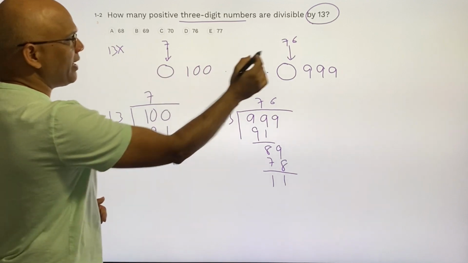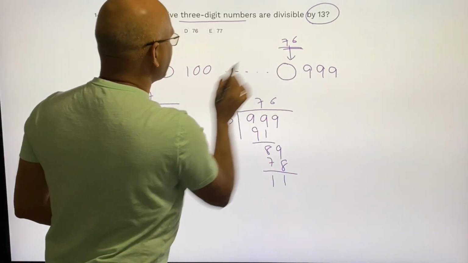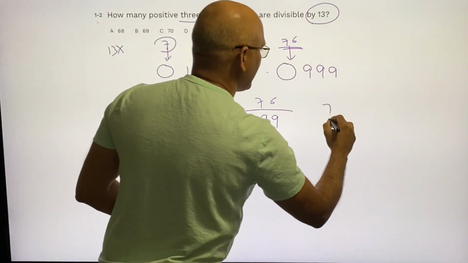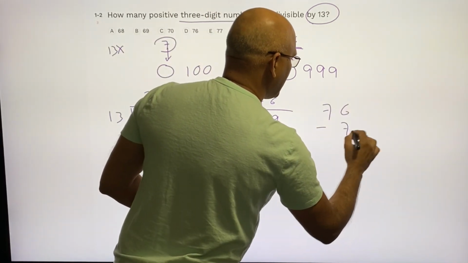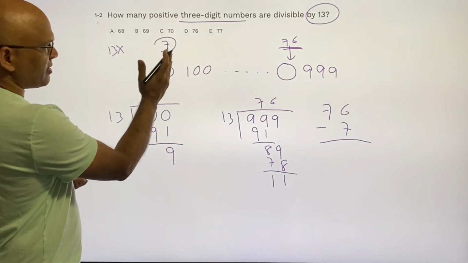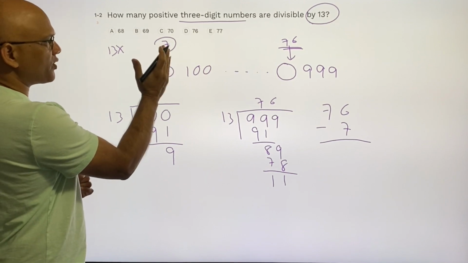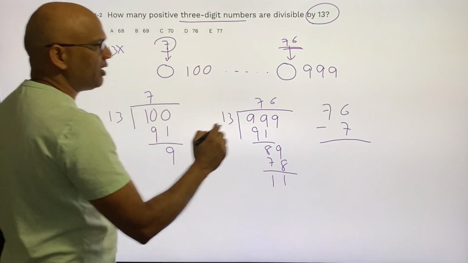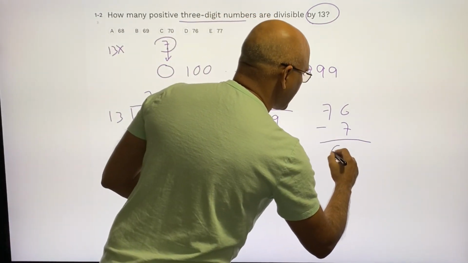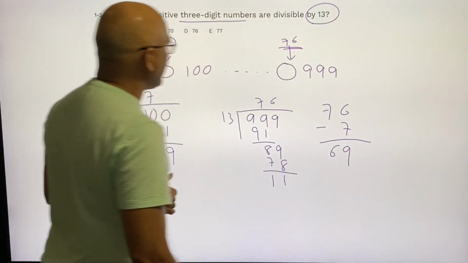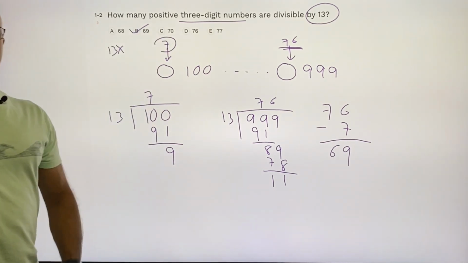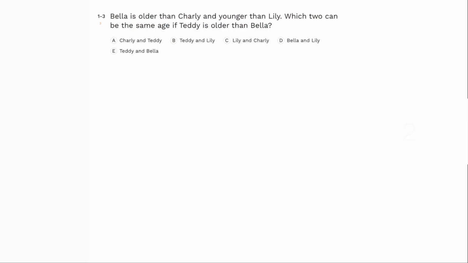So there is 76, and I have to take 7 away. So 76 minus 7, and I'm taking 7 away because these are 2-digit numbers, and I want only 3-digit numbers. So this is going to be 69, right? So then B is the correct choice.